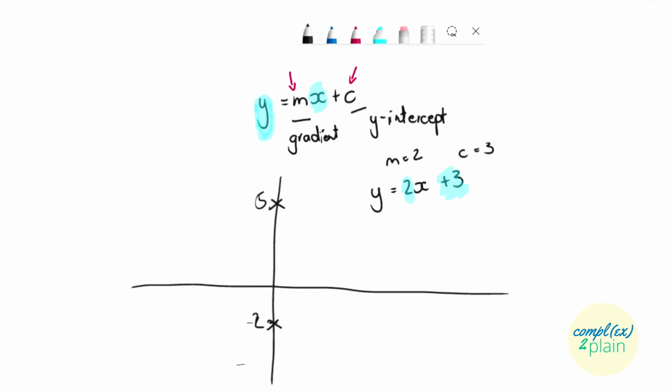So say I give you an equation of y is equal to 2x plus 3. Let's take that as an example here. I'm just going to draw it roughly now. You're probably not going to draw stuff roughly. You're going to measure it off nicely.